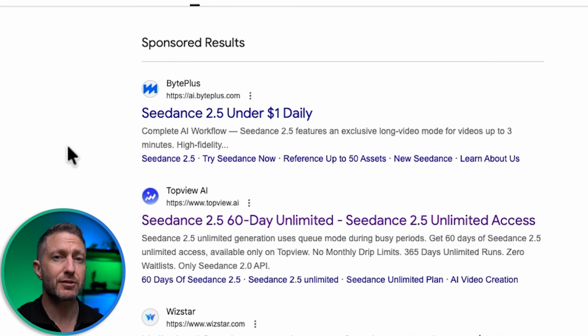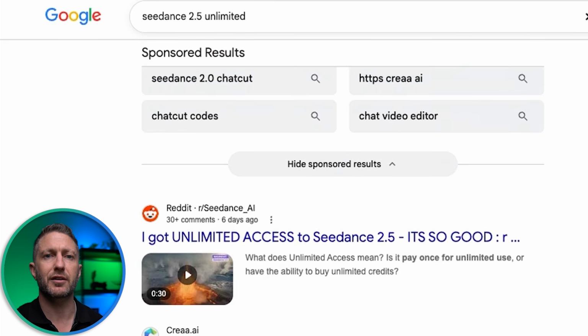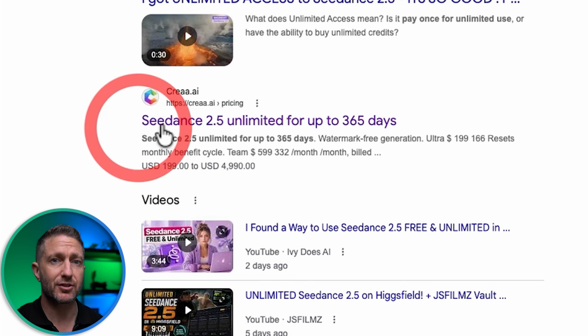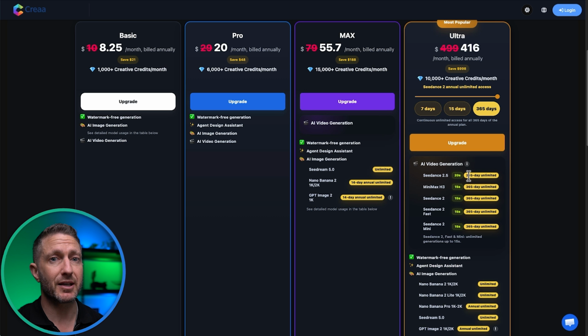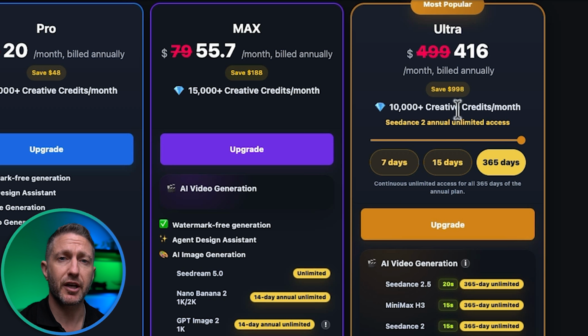Now getting back to Seedance 2.5, and there are still platforms advertising unlimited Seedance 2.5. Creea AI, for example, advertises up to 365 days of unlimited usage. Sounds amazing until you see the price. To get that 365-day offer, you're looking at around $416 per month, billed annually. That's a massive commitment based around access to one model, particularly when we've seen already how quickly these offers can change. So personally, I'd stay away from that offer.